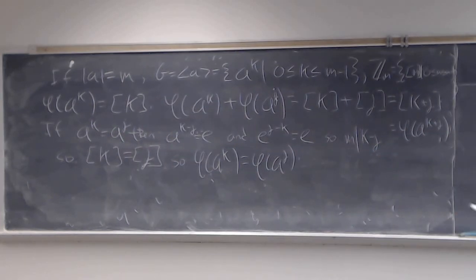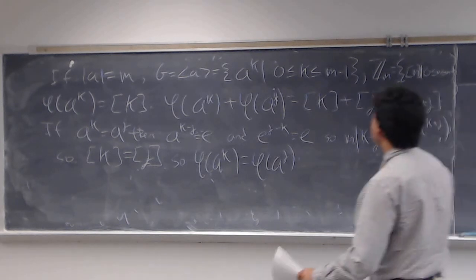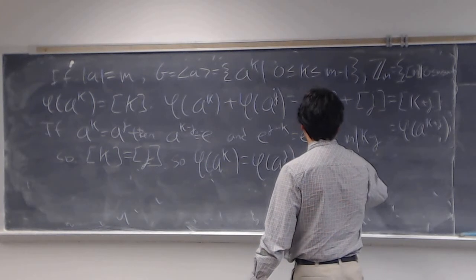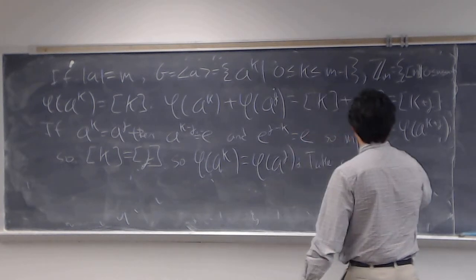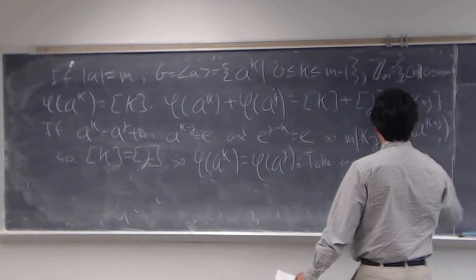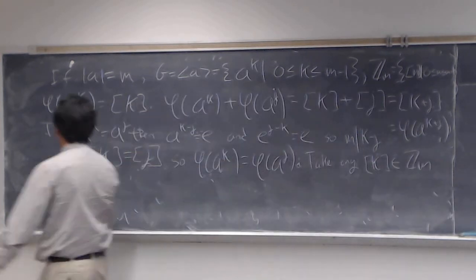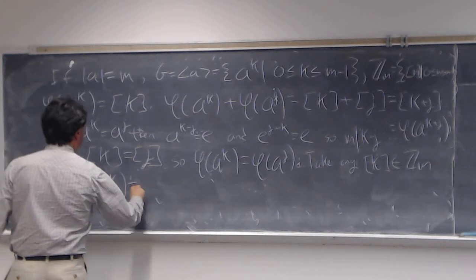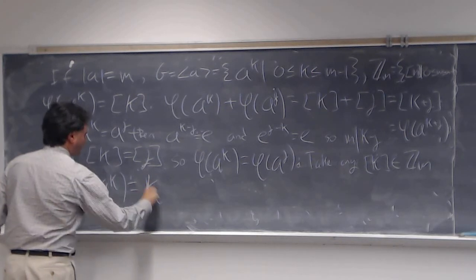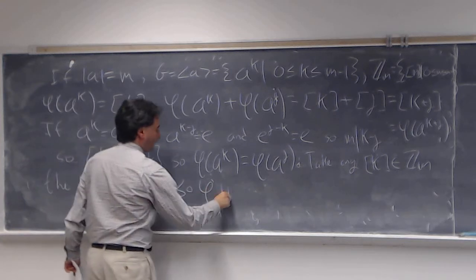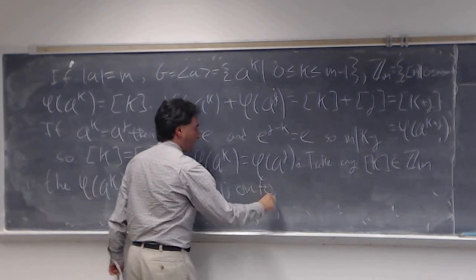Okay, so we've got that the mapping is well defined, and it's a homomorphism. Why is it onto? Again, onto is usually pretty easy. Take any class k in Zm, any class determined by an integer. Then, of course, phi of a to the k will map to that class, so phi is onto.